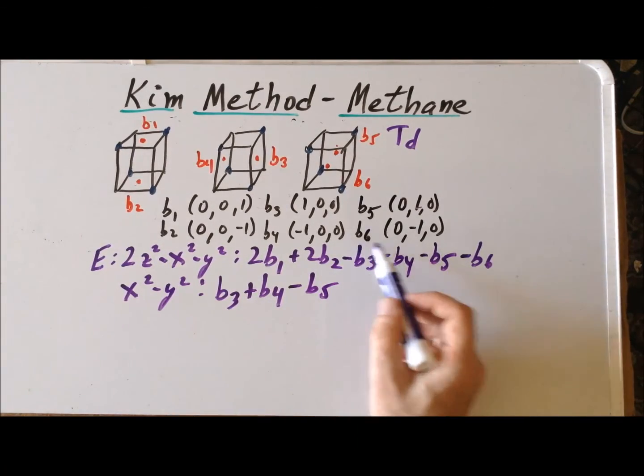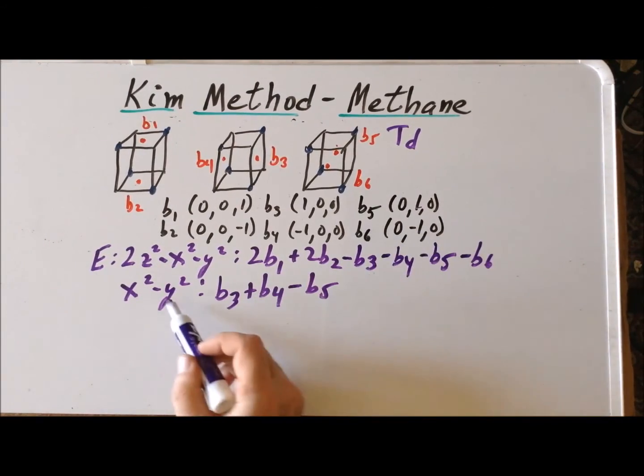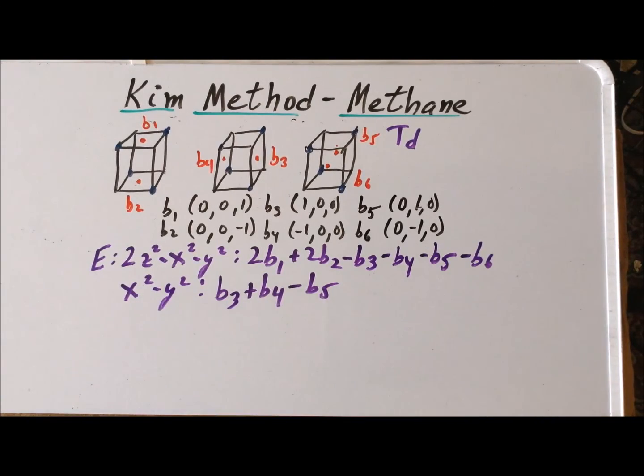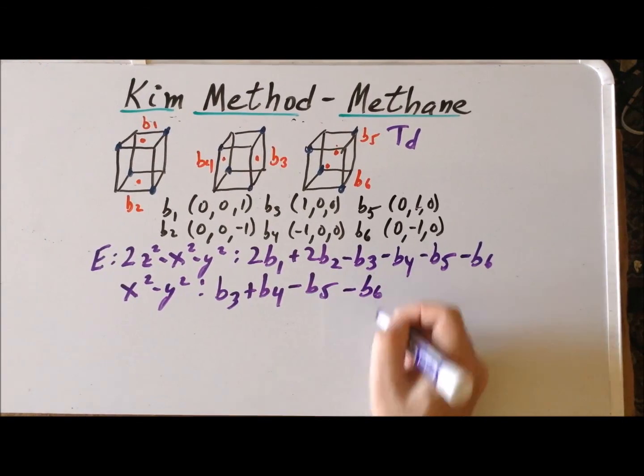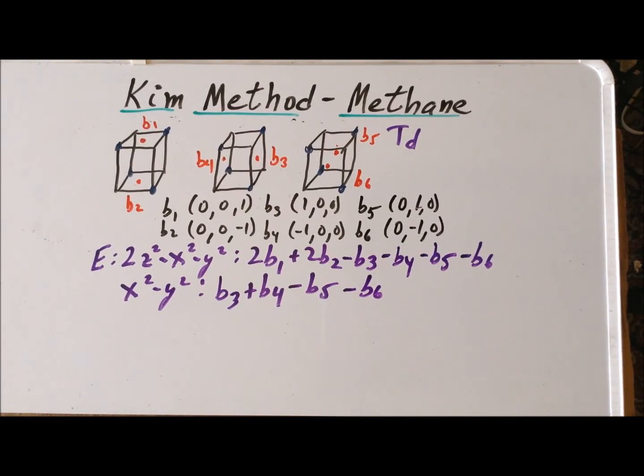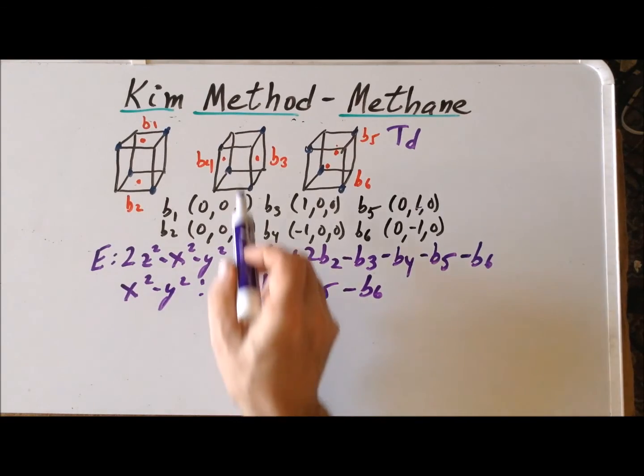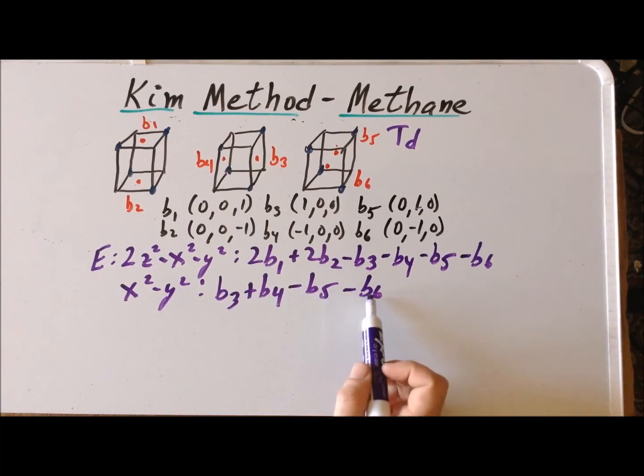Similarly for b6, y is equal to minus 1. When we square it and then multiply by minus 1, we get a coefficient of minus 1 for b6. So for this particular bending motion, b3 and b4 get bigger, whereas b5 and b6 get smaller. So this is the doubly degenerate irreducible representation for the bends.